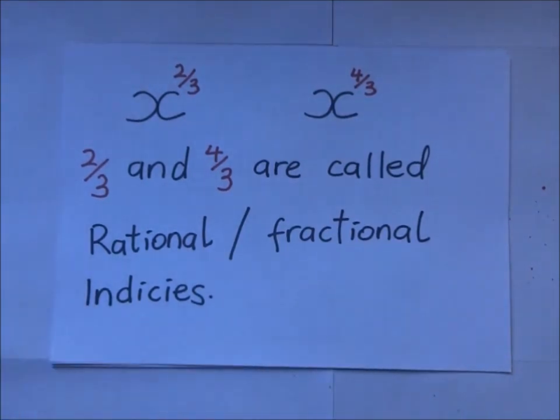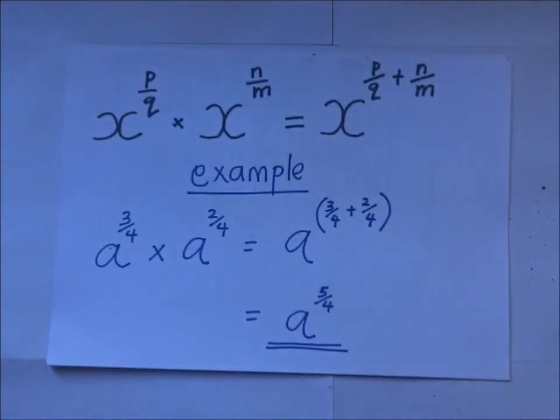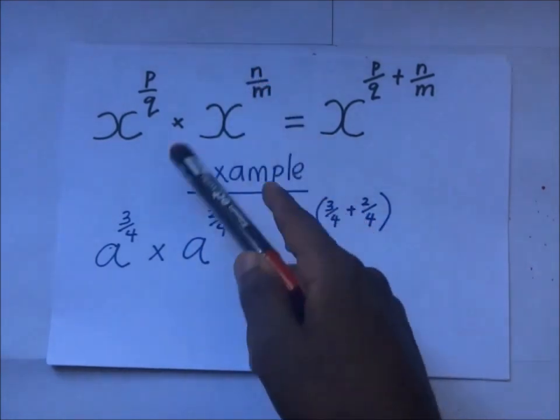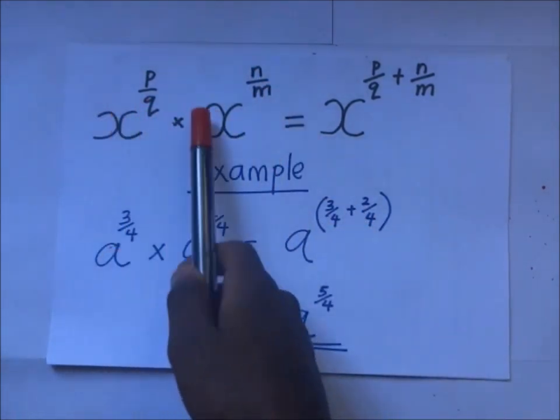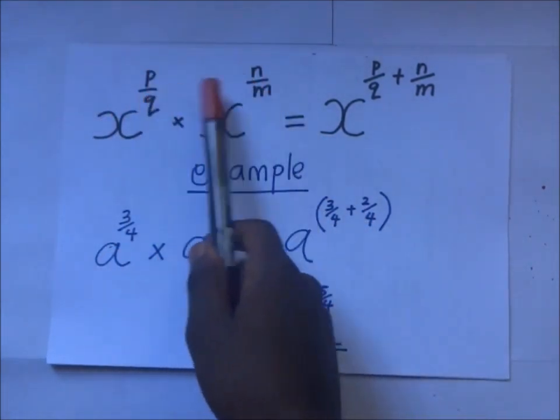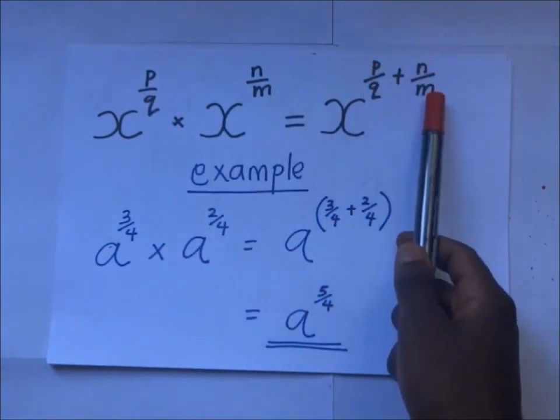And the rules or the laws that govern how you interpret the rational indices, how you multiply them, how you divide them, are more or less the same as the rules that we explored in our previous video when we were looking at how to multiply and divide indices. For example, when we are multiplying fractional indices, x to the power p over q and x to the power n over m, when the base is the same, you're going to add the fractions, which is p over q plus n over m.